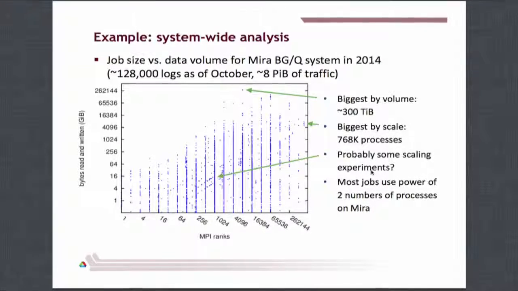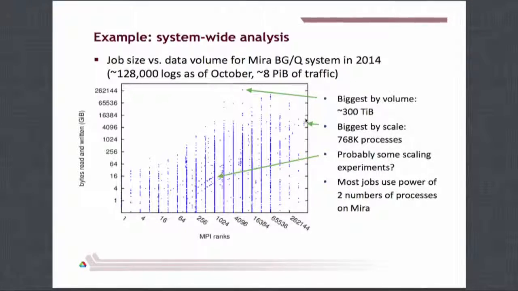So this particular graph shows analysis of about 128,000 logs from Mira that we did a while back, and all we did was plot how many ranks the application used and how much data it moved. And you can see a few interesting things in there. We can find out which application moved the most data. In this particular case, we found one that did 300 terabytes of reads and writes. We can see the biggest ones by scale. The biggest you can run on Mira is 768,000 processes.